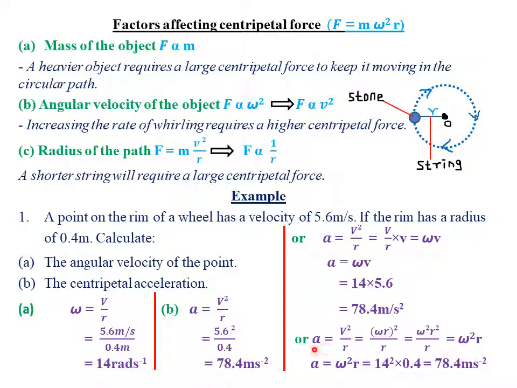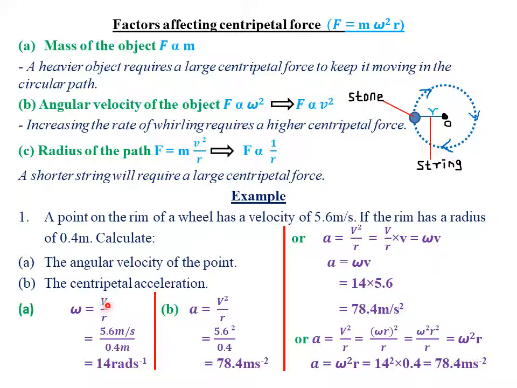The other way is by deriving another formula for centripetal acceleration. From the formula v squared over r, I simply want to substitute the value of v. Remember, we derived this particular formula in our previous class. We said that v can be given by omega r, or even from this formula, omega is v over r.